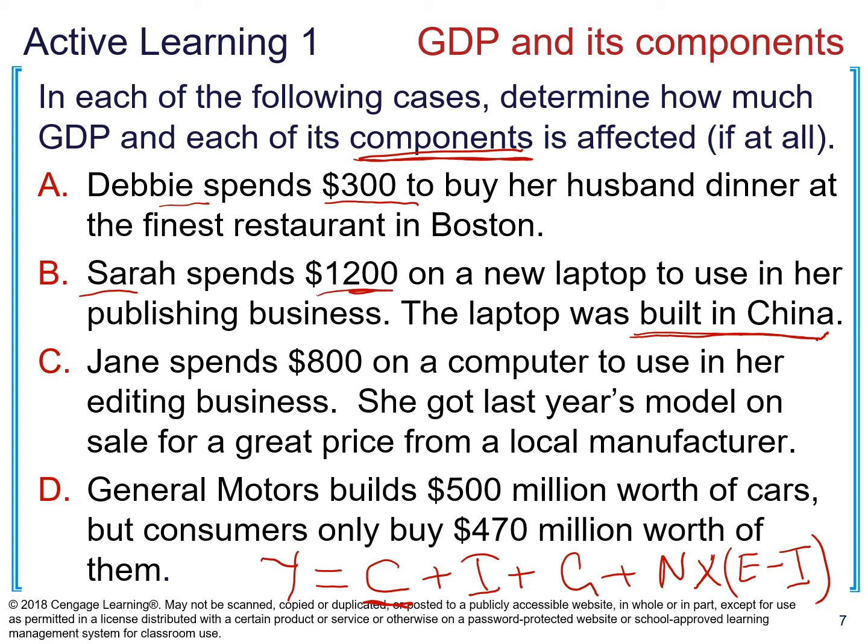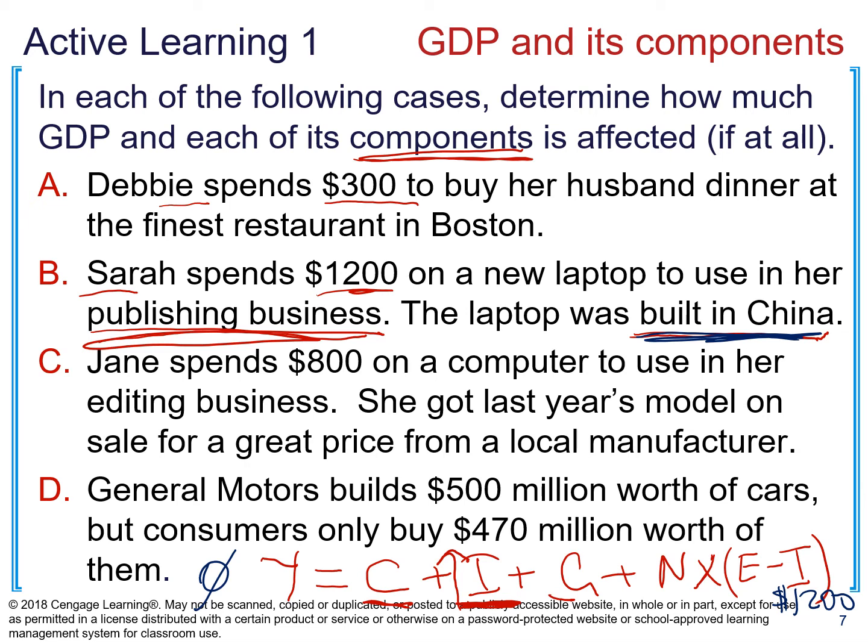Sarah spent $1,200 on a new laptop computer to use in her publishing business. So she's purchasing capital equipment, isn't it? This is investment in her business. So therefore, initially our investment component of GDP is going to increase by $1,200, isn't it? Then remember, since it was built in China, in imports these $1,200 are going to be subtracted, isn't it? And therefore, overall GDP is not going to be affected.